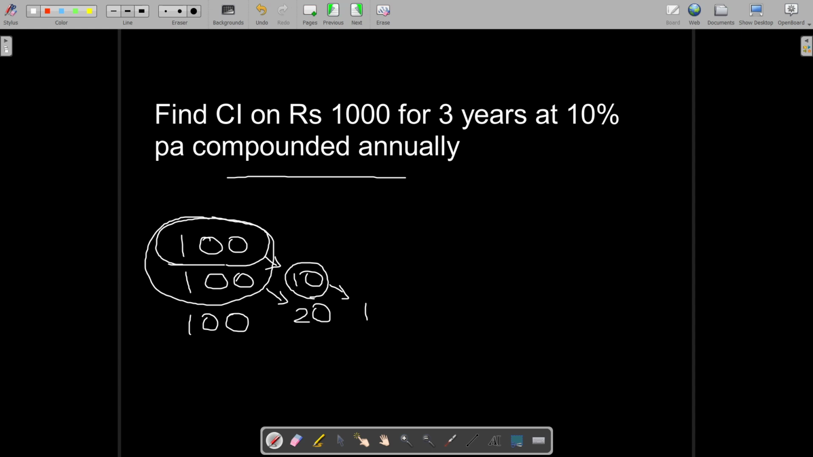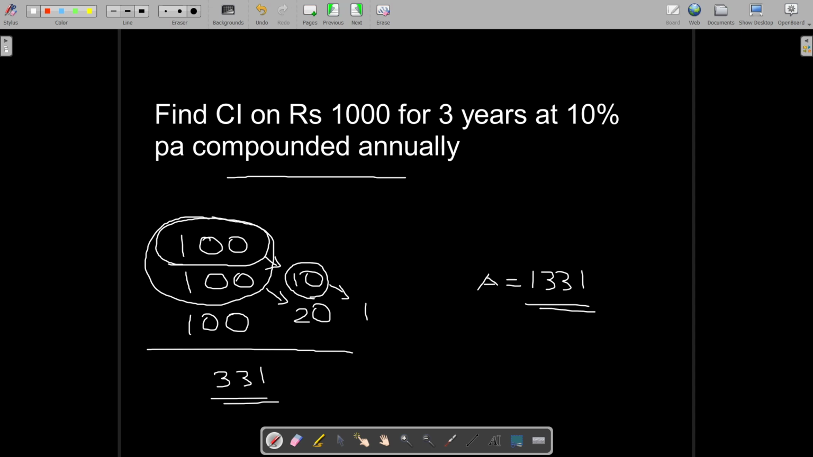During the first year you only get the interest on the principal. During the second year you will get an interest on the principal and an interest on the interest. During the third year you will get an interest on the principal, interest on the previous interests, and interest on interest, giving you a total of ₹331 as total interest. So after adding the interest, it will amount to ₹1,331. Principal plus interest is ₹1,331.